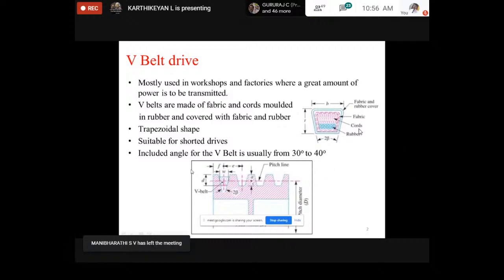The major limitation in the V-belt drive is that the V-belt cannot be used for longer distances. The reason is that the weight per unit length of the belt is greater than that of a flat belt. That is the reason why we are not using V-belt for longer distance power transmission.